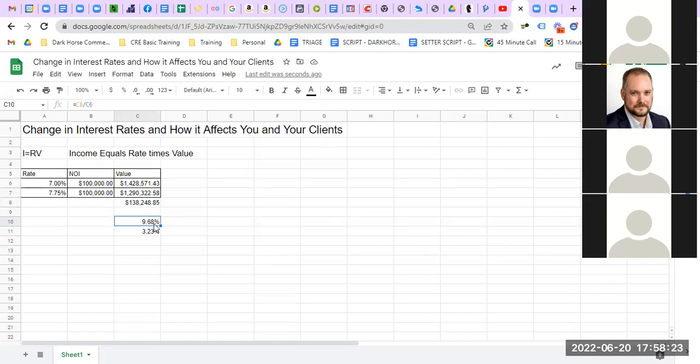So this is for 3/4 of a point. This is for 1/4 of a point at these numbers. The relationship you need to be able to explain to building sellers is that every time that 1/4 point goes up, your building goes down by 3 or 4%.